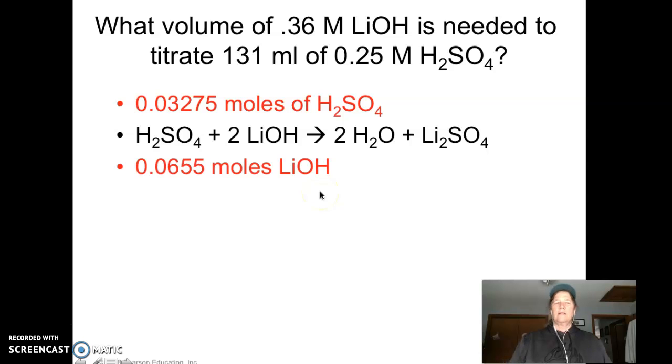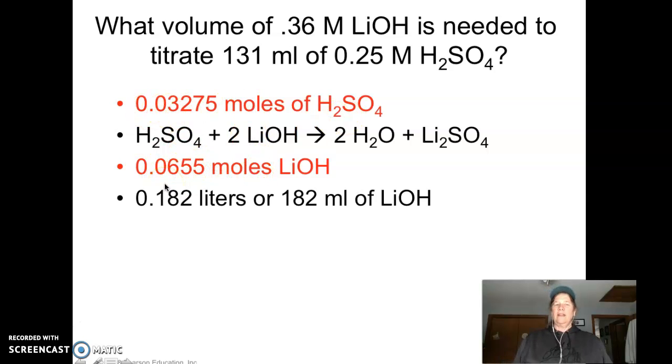So next, I really cheated on this, didn't I? I do my mole ratio. I take my moles of H2SO4 and I multiply by 2 and divide by 1 because I want moles of LiOH on top and I want moles of H2SO4 on the bottom. And this is a 1 and this is a 2. So I'm basically taking this and multiplying by 2. And then I take this number. Okay, and now I have moles and I have molarity. All I have to do is divide.